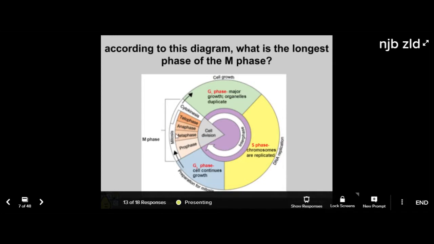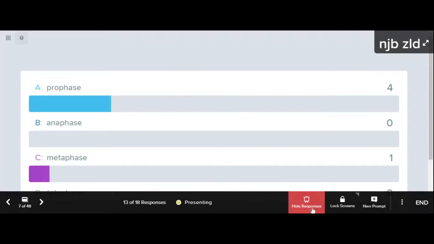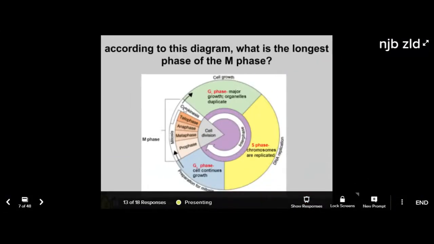So about halfway through. The question is asking about the M phase, right? So if you look at the diagram, look where the M phase is. It includes both mitosis and cytokinesis. So the longest part of the M phase, according to the choices you were given, is cytokinesis, right? The longest part of just mitosis would be prophase. Just mitosis is made of those four phases, but M phase includes cytokinesis with it.